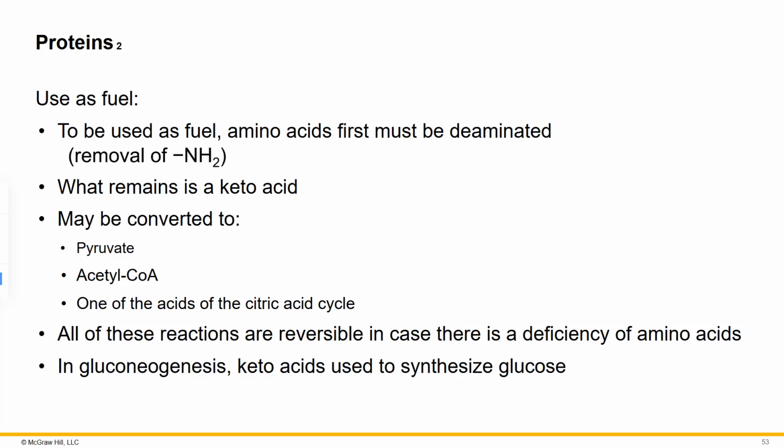Proteins used as fuel. To be used as fuel, amino acids must first be deaminated. So you have to take off the NH2. What remains is a keto acid. It may be converted to pyruvate, acetyl-CoA, or one of the acids of the citric acid cycle. All of these reactions are reversible in case there's a deficiency of amino acids. In gluconeogenesis, keto acids are used to synthesize glucose.